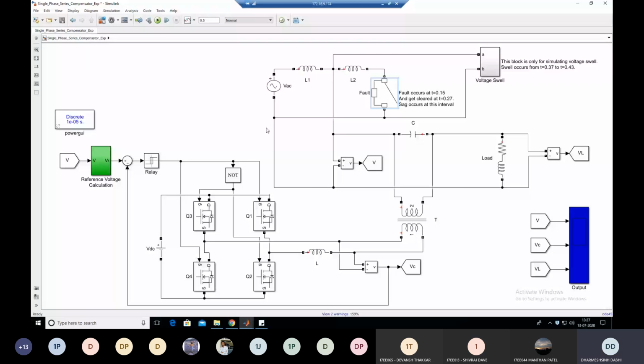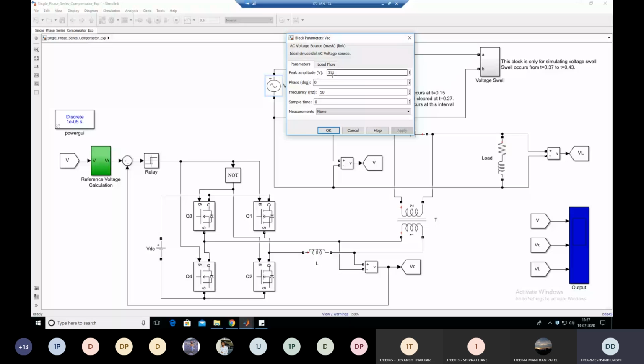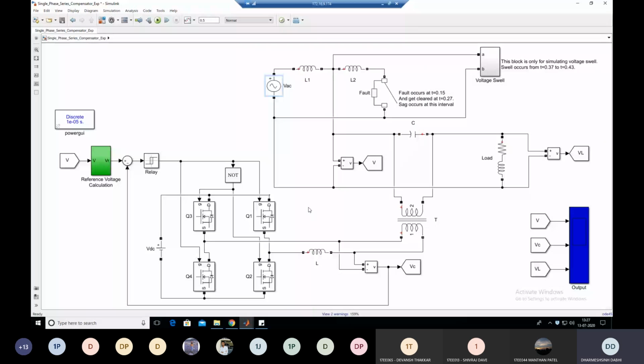So here you can see we have an AC source with peak amplitude 311. This is the peak value of the supply voltage. This is a single phase transmission line. Here we have a single phase DVR, dynamic voltage restorer, to remove this voltage sag and swell. In this single phase circuit, first we understand how this sag and swell is created.